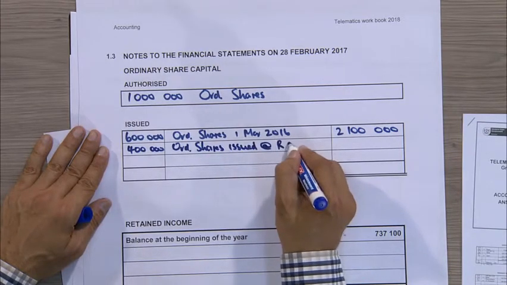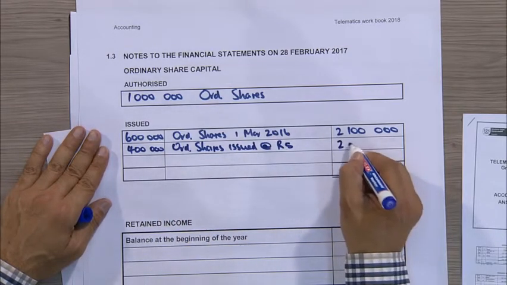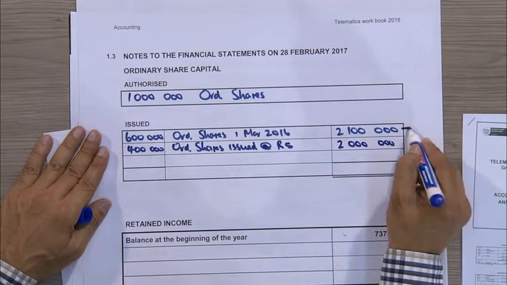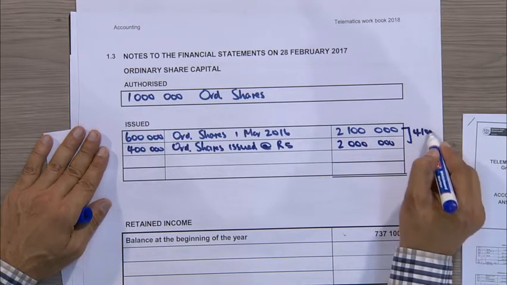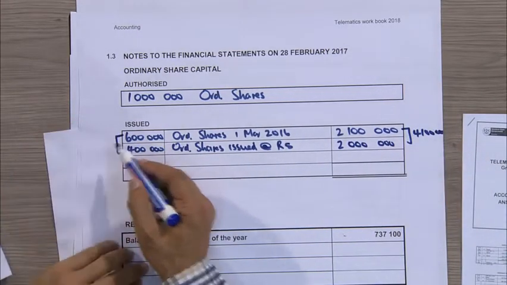It was at 5 Rand. So 400,000 times 5 Rand gives you the 2 million. We'll be back at the 4.1 million. And we're back at the 1 million shares.